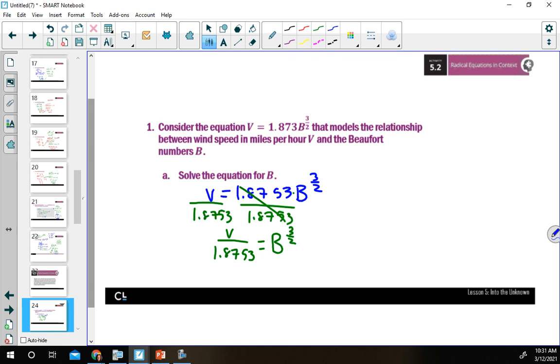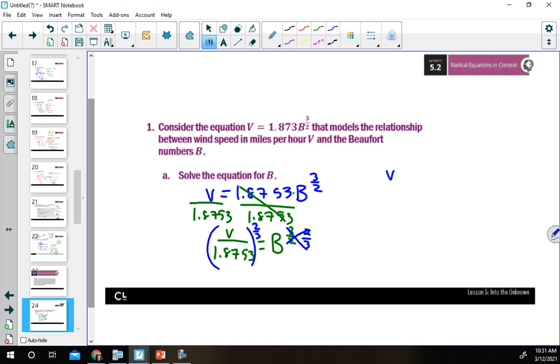How do I get rid of the 3 over 2? Remember, exponent over radical, it's the square root of b cubed. How do I get rid of that? What I'm going to do is raise it to the power of its reciprocal. So I'm going to take this to the 2/3. 3 over 2 times 2 over 3 gives me 1.